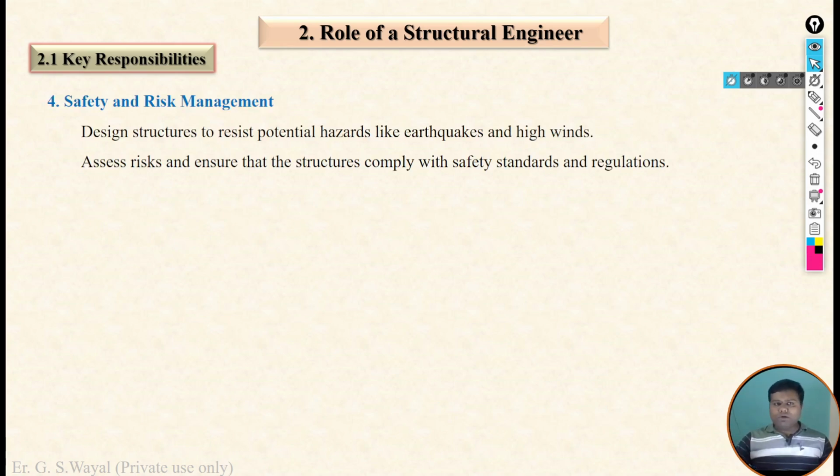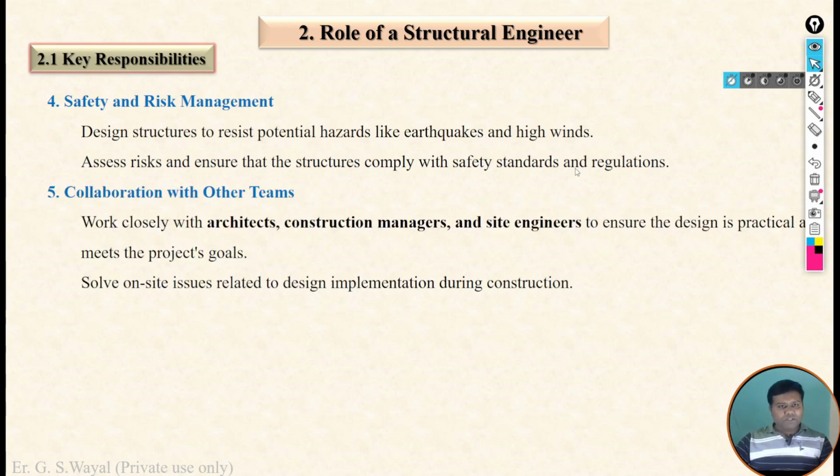Yes, it is the most important parameter. When the structural engineer is designing any structure, he should design it such that it reduces the potential hazard like earthquake and high wind. If any lateral load or any heavy load is coming on the member or the structure, the structural engineer should take care of that load, so that whatever load is coming on that particular member can be resisted by the element. So safety and risk management is also important.